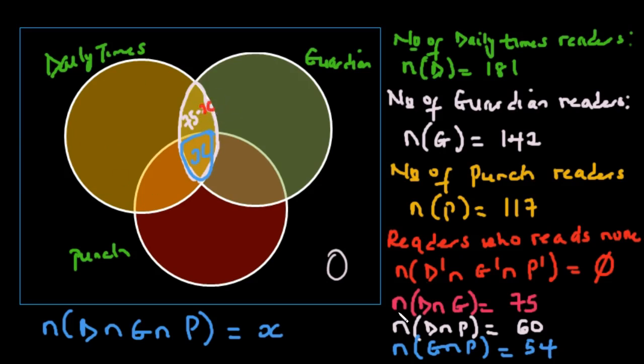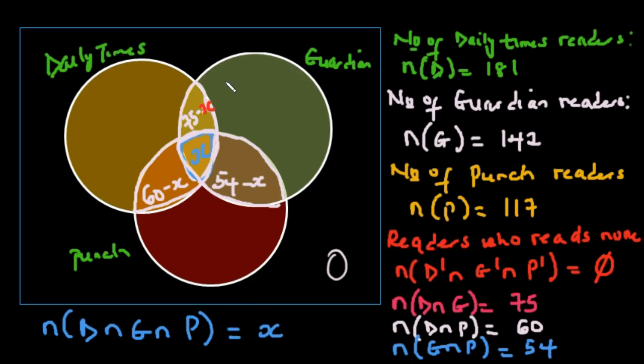Now, the number of people who read Daily Times and Punch is 60. We have Daily Times here, we have Punch here. So Daily Times and Punch again is this area over here, but we already have this portion cut out as X. So what we have left here will be 60 minus X. The number of people who read Guardian and Punch is also this portion where the two circles overlap. But X has also been cut off, so what we have here will be 54 minus X.